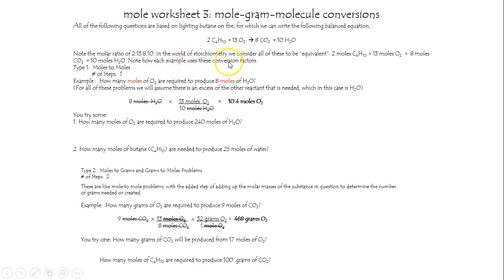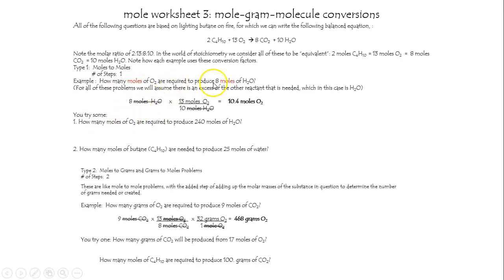Each example uses these conversion factors. The easiest are the one-step mole-to-mole conversions. Here's a sample question. How many moles of oxygen do you need to make 8 moles of water? To do these systematically in each case. I mean, there is a way to do it in your head, and I'll show it briefly, but I think at this stage it's best to just show the systematic way of doing it.